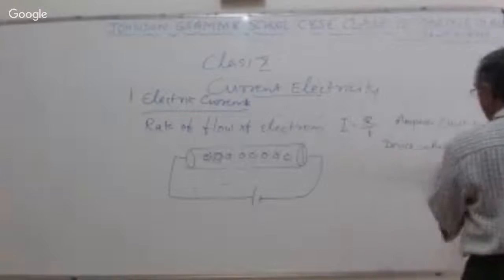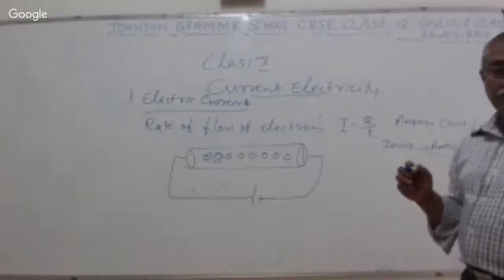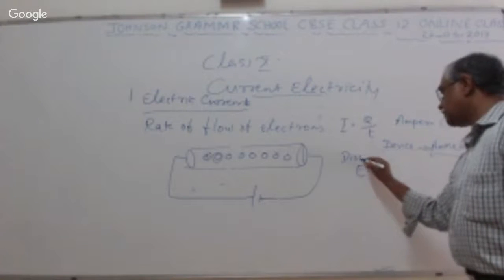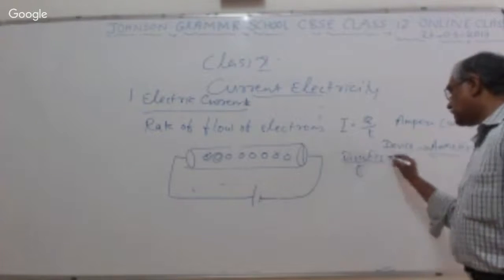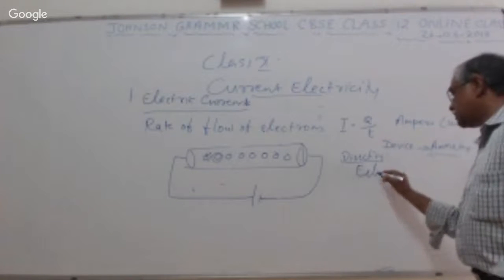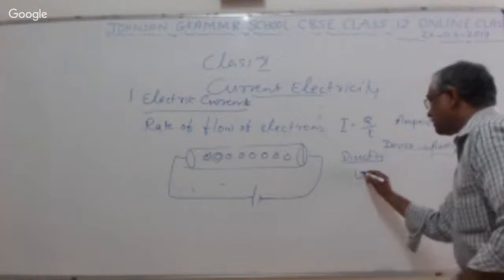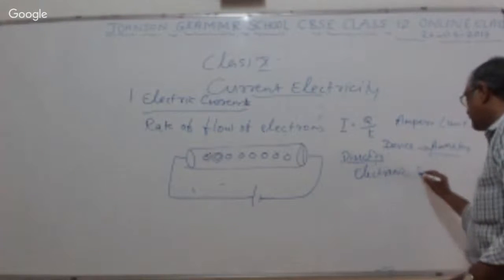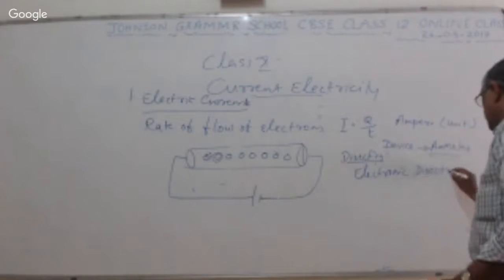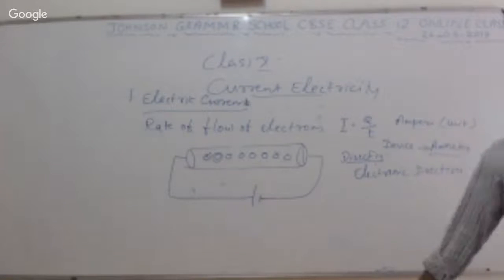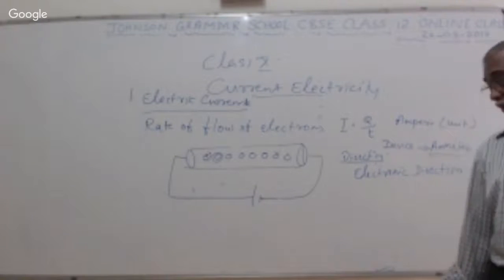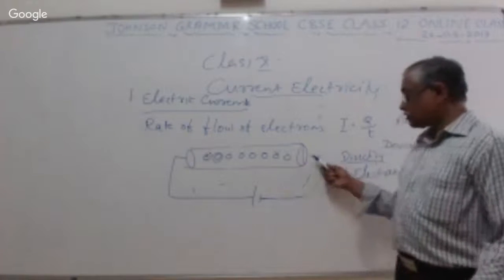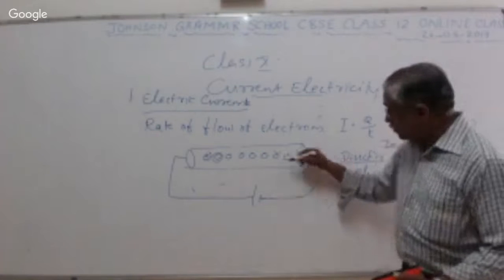For the direction of electric current, there are two different directions. One is the electronic direction. Electronic direction means the direction in which the electrons are moving. The electrons start from the negative terminal and move through the conductor, so the electrons will move in this direction.